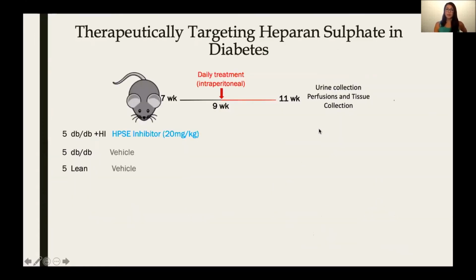Okay, so now that I've shown you that heparan sulfate is important in the glycocalyx, we then wanted to test whether or not we could therapeutically target it during diabetes. For this, I used a type 2 diabetic mouse model, db/db mice. I had 3 groups: leans treated with vehicle, diabetics treated with vehicle, and diabetics treated with the novel heparanase inhibitor. The treatments began at 9 weeks of age. They were given daily injections for 2 weeks, and at the end I collected urine and did the perfusion and tissue collection for analysis.